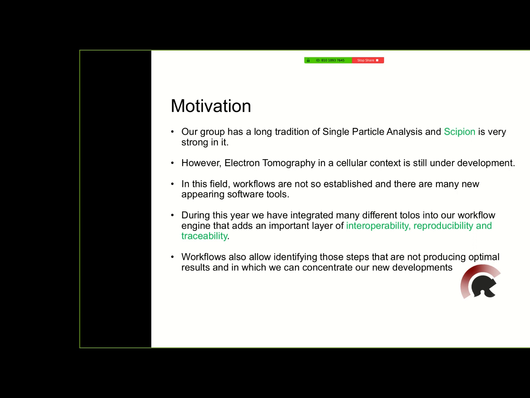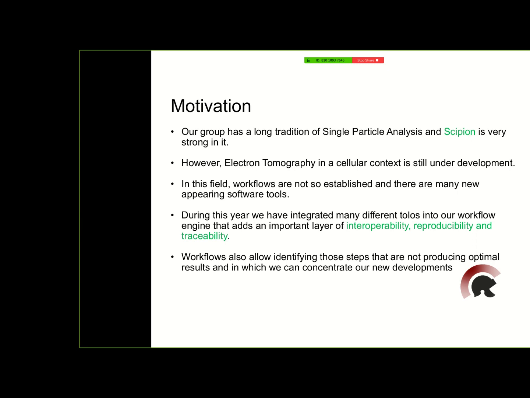Scipion adds a layer of interoperability, so you may go from one program to the other. You may make an alignment with IMOD, and then do a 3D reconstruction with EMAN, and then extract the particles with Dynamo. All these conversions of file formats and conventions of angles and orientations are handled by Scipion. And then you have also a layer of reproducibility and traceability.